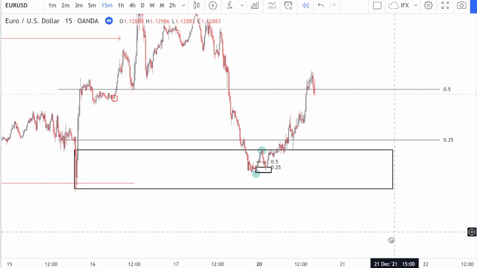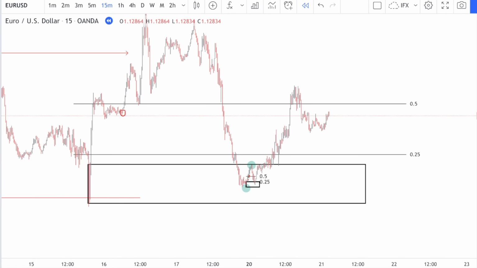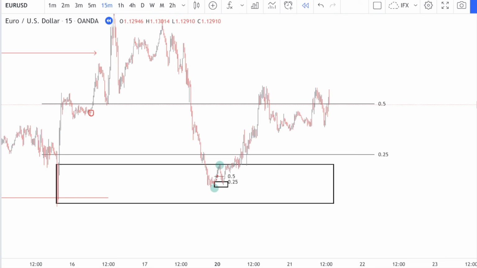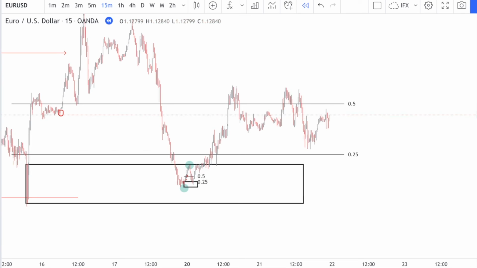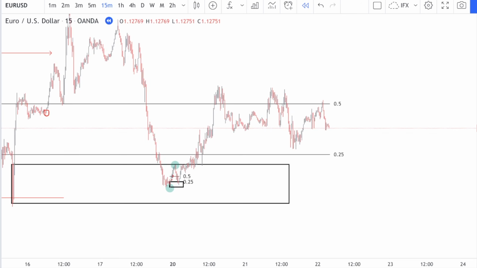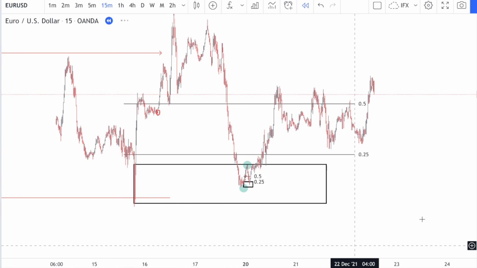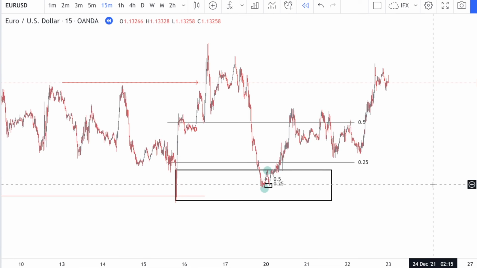So when you really understand discount and premium, it just helps you to eliminate so much of the noise that you really don't need to have within your trading. The less noise, the more clear the markets are. The more clear the markets are, the more informed decisions you can make. The more informed decisions you make, the better trades you'll be getting into.